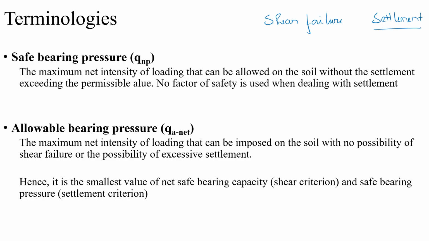This is where the safe bearing pressure comes into picture, which is dealing with the settlement criteria. That is maximum net intensity of loading. That is the additional loading from the structure on the foundation that can be allowed on the soil without the settlement exceeding the permissible value. You will see all the permissible values in the upcoming lectures. But for now, understand that the safe bearing pressure is dealing with the settlement criteria.